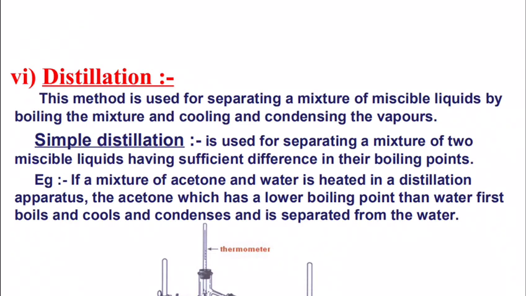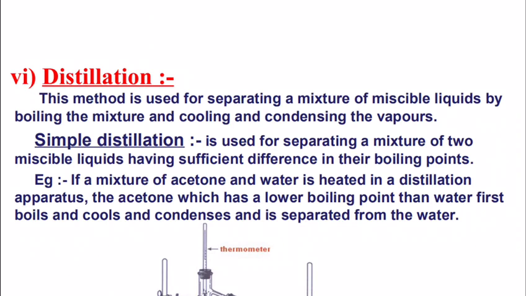Distillation is also of two types, simple distillation and fractional distillation. So let us study simple distillation first. Now, what is simple distillation? It is used for separating the mixture of two miscible liquids, which mix with each other, having sufficient difference in their boiling points, around 30 to 50 Kelvin, or more than 25 Kelvin. It is given in the NCERT book as more than 25 Kelvin. Okay, so that method is known as simple distillation, right?